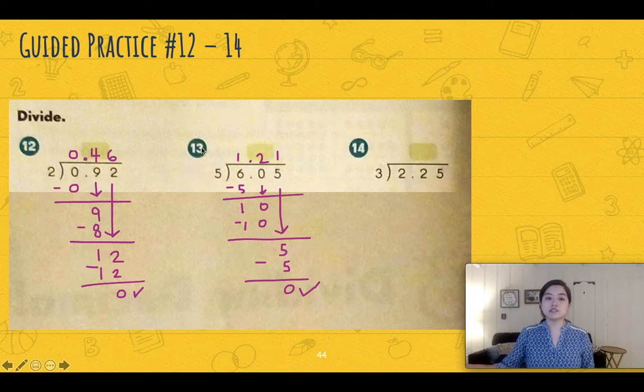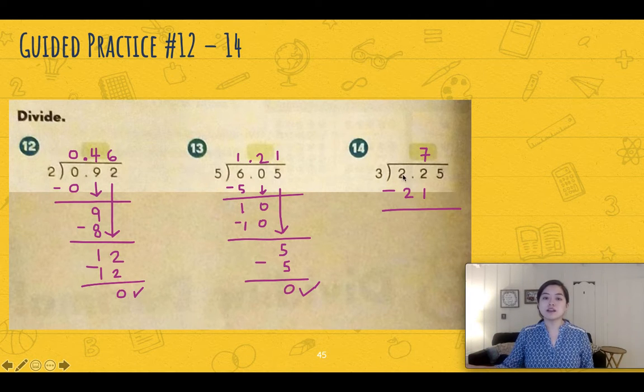And for this one, 13, I just did it. You just check what you got and check my steps with your steps to see if it's similar or if it's the same. Okay. And then for number 14, let's just do it together.